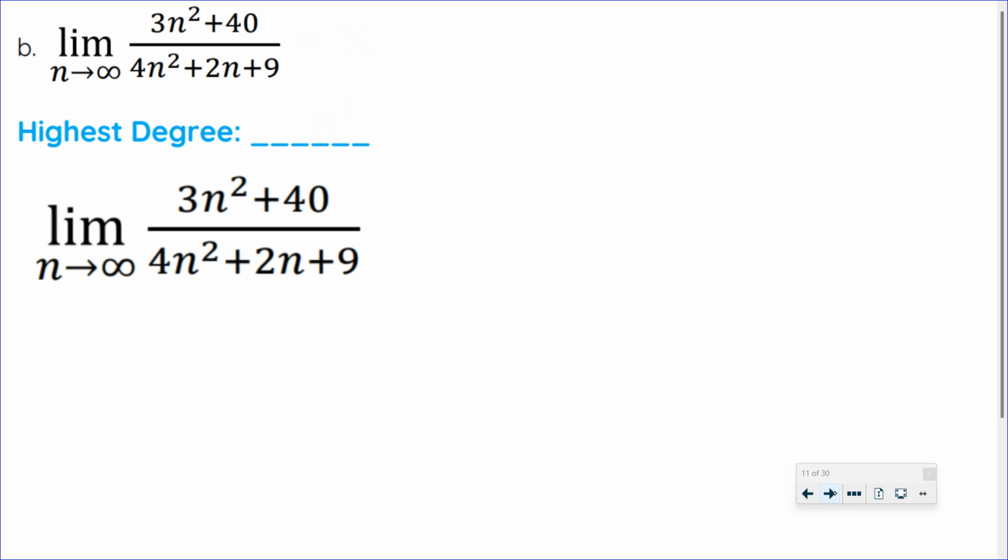Let's try this one. The limit as n approaches infinity of this one. So looking at all of my variables, I see that my highest degree is n squared. So I'm going to multiply top and bottom by 1 over n squared.